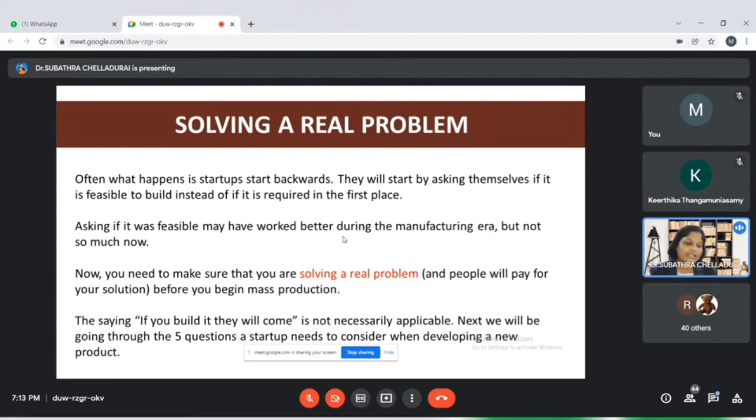So solving a real problem is a solution, or is very much a need of the hour. If you ask what is needed now: I want to earn, I want mass production, I want to bring my product to the field. Then identify a product which gives a solution to the problem of the customer. If you build it, they will come. The saying, if you build it, they will come, is not necessarily applicable.